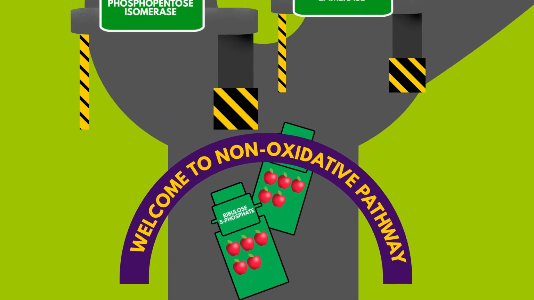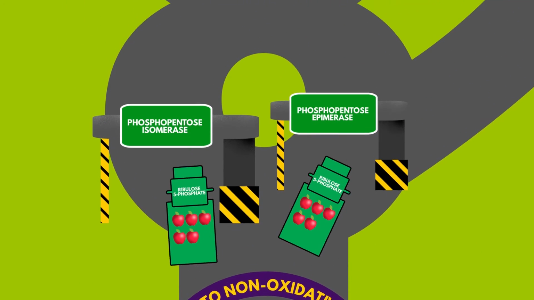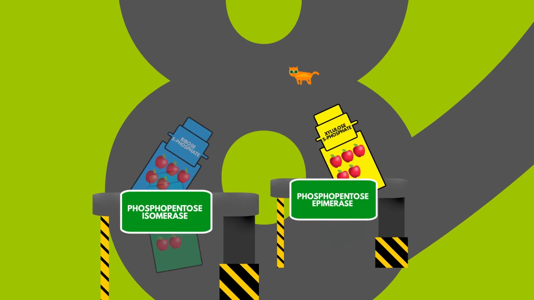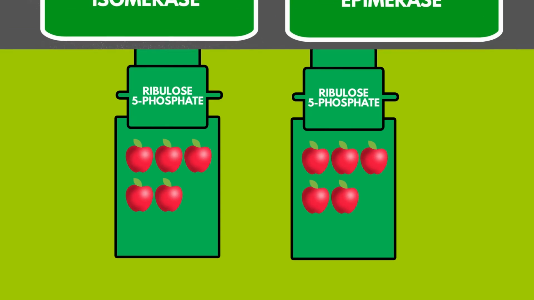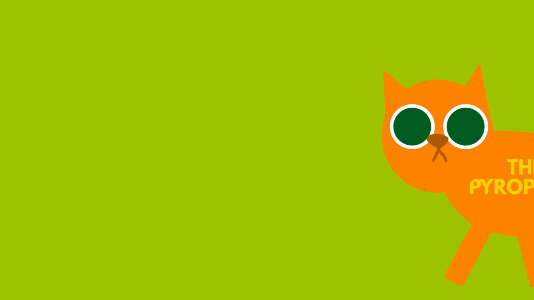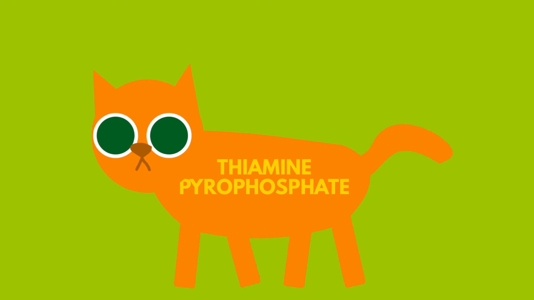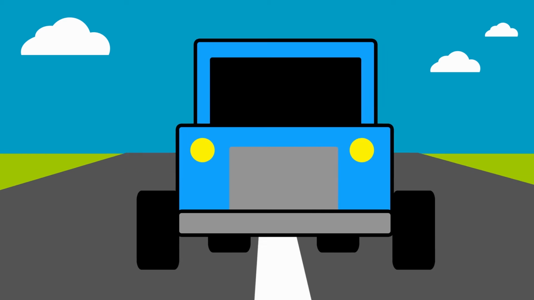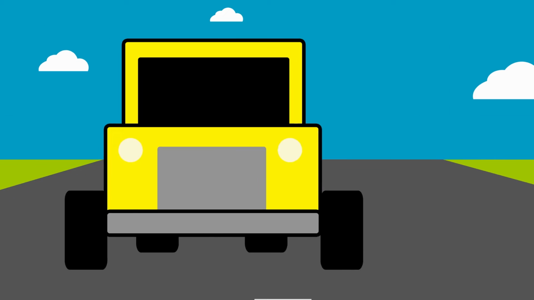hexose monophosphate pathway. Epimers are carbohydrates with reverse stereochemistry at one of the carbons. Ribulose 5-phosphate epimerase converts ribulose 5-phosphate to its epimer, xylulose 5-phosphate. Transketolase is used in two separate reactions in the hexose monophosphate pathway.